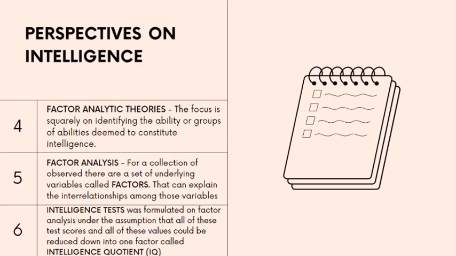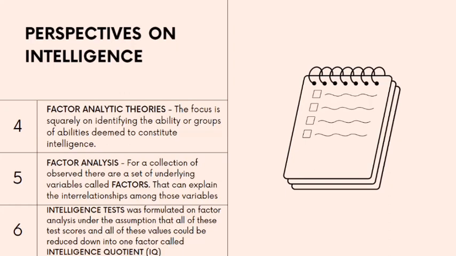The factor analytic theories focus squarely on identifying the ability or groups of abilities deemed to constitute intelligence, while factor analysis is a collection of observed sets of underlying variables called factors that can explain the interrelationships among those variables.